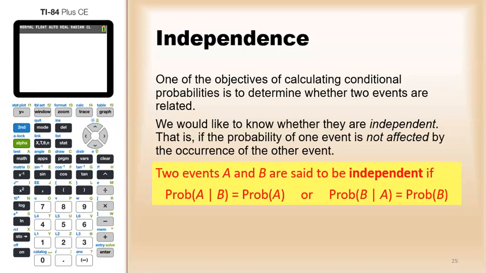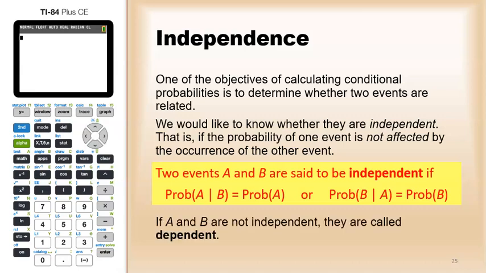So, this first one here, probability of A given B is equal to probability of A. What that means is that the condition of B occurring or not has no effect on the probability. Likewise, if I say the probability of B given A is equal to the probability of B, then in this case, whether or not A occurs has no effect on the probability of B occurring. If there is a relationship, that is, if these are not equalities, then these events are called dependent.